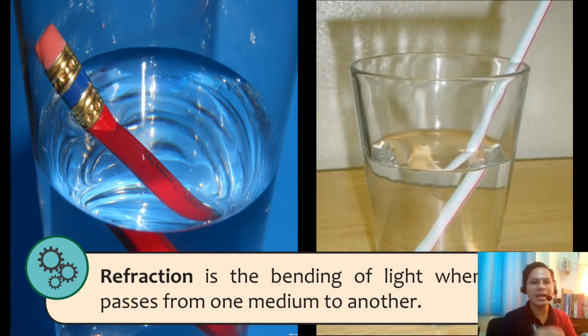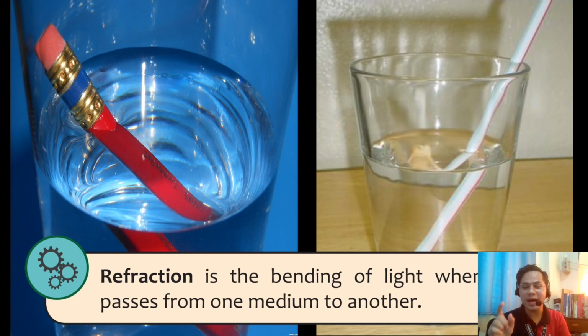Ibig sabihin, if light will travel from air to glass, lahi-lahi man siya og kanang density. So lahi-lahi siya og the molecules are different, no? I mean, like example in air, they are slightly farther away from each other, while in glass, which is a solid, medyo duol-duol siya. So lahi-lahi sila og density.